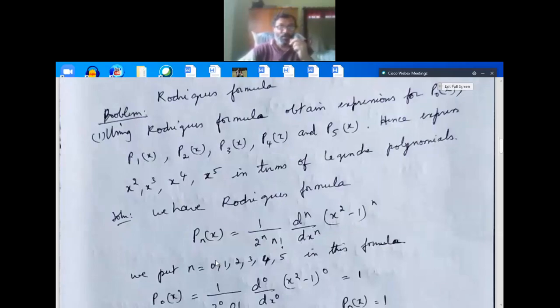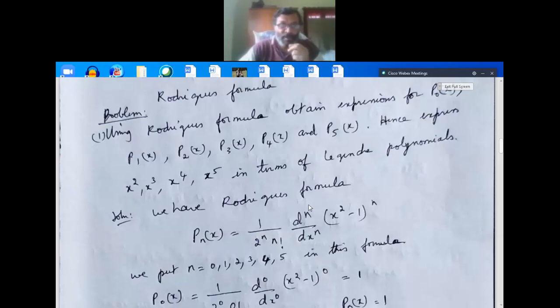Now what we do, first we write down the Rodrigues formula. Pn of x is equal to 1 by 2 power n into n factorial, nth derivative d power n by dx power n of x squared minus 1 power n. Again I repeat, we have the Rodrigues formula. Now see how to find out from the formula.